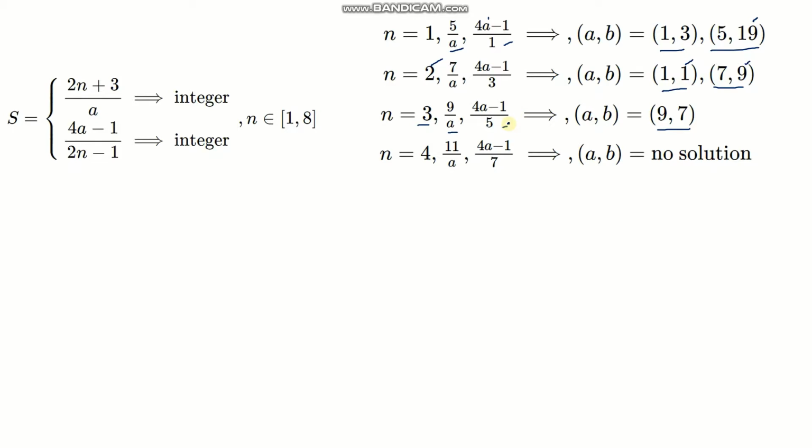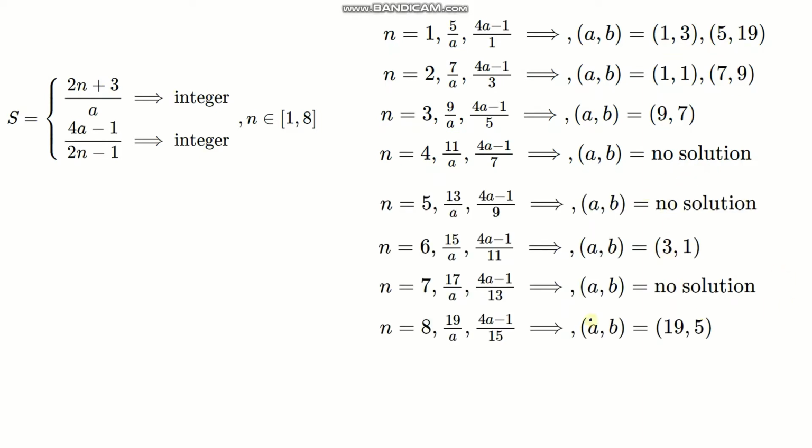Under the first condition for n equals 4, we must have a equals 1 and a equals 11. 4 times 1 minus 1 is 3 over 7, a non-integer. When a equals 11, 4 times 11 minus 1 is 43, which is not a multiple of 7. So under n equals 4, we have no solution. We will repeat the process until n equals 8. You can try checking one by one, but I will give it to you.